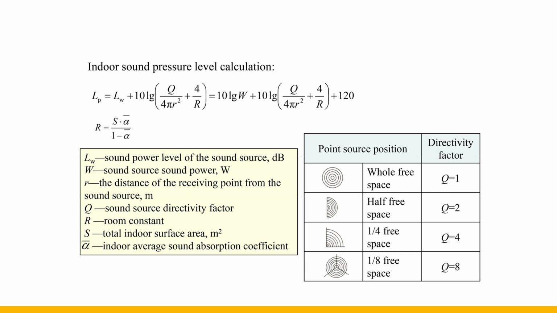This is a formula for calculating the steady-state sound pressure level of a point sound source propagating in a room. The formula ignores the absorption of air. The directivity factor of a non-directional point sound source is equal to 1 when it is in a complete free space, and it is equivalent to half a free space when it is attached to a wall or ceiling.